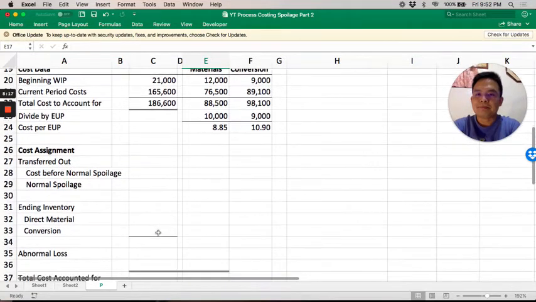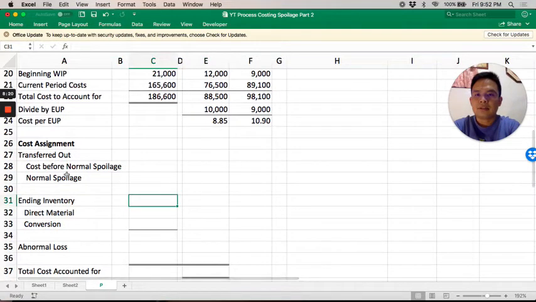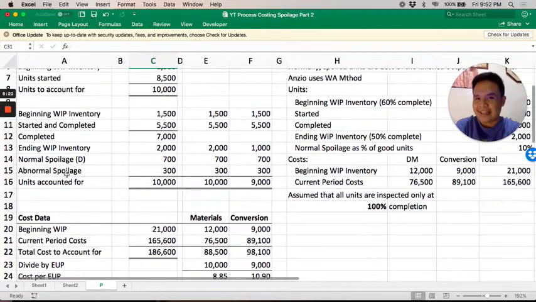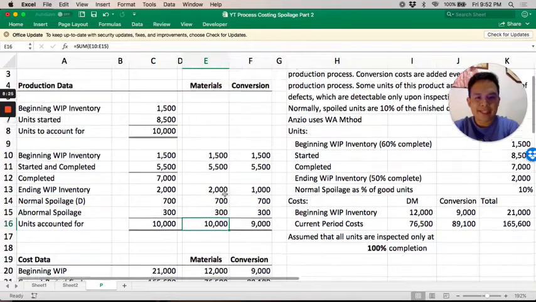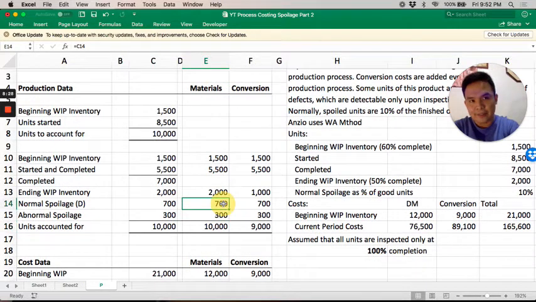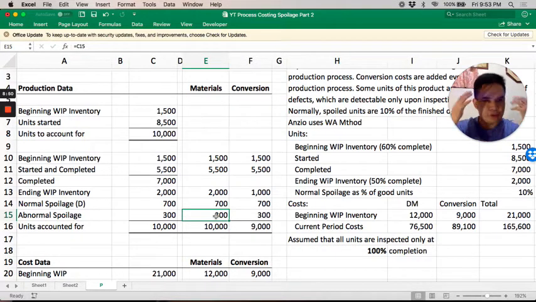Cost assignment. Now, if you look at the units again, babalik lang tayo ng sandali. If you look at the units again, we really counted kung ilan ang normal spoilage units at ilan ang abnormal spoilage units. So, because they have EUP, cost will be assigned to them. The question is, what happens to the cost assigned to normal spoilage? And what happens to the cost assigned to abnormal spoilage? Sa abnormal spoilage, you already know. All cost assigned to abnormal spoilage, loss, expense. Paano yung sa normal spoilage?